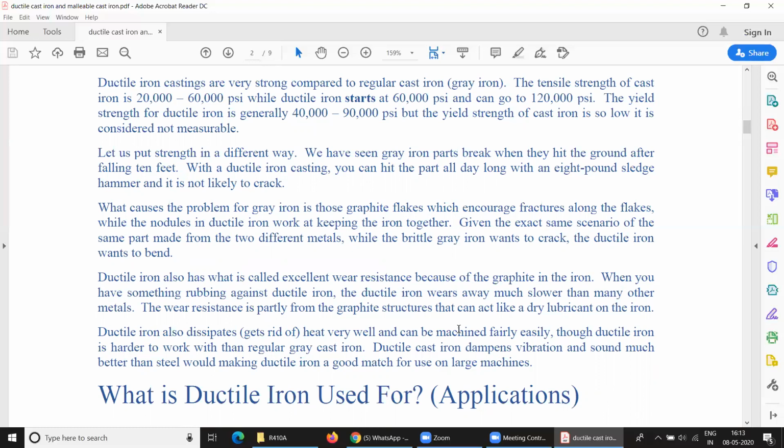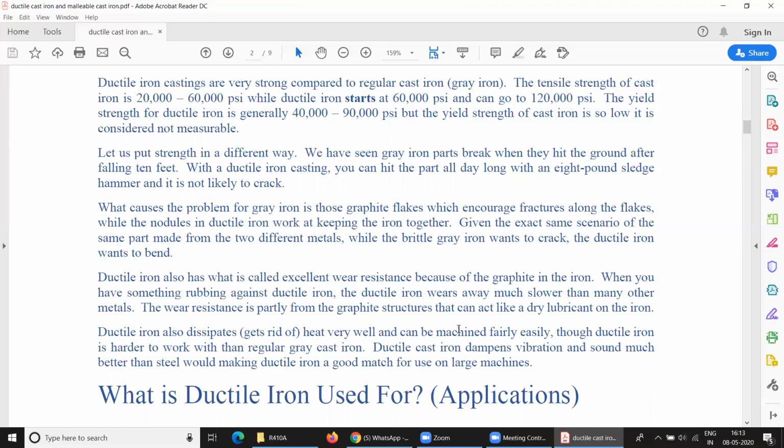What causes the problem for gray cast iron is those graphite flakes, which encourage fractures along the flake lines, while the nodules in ductile iron work at keeping the iron together. Given the exact same scenario with the same part made from different metals, the brittle gray iron wants to crack and the ductile iron wants to bend. So this is the difference, also in a very practical way.